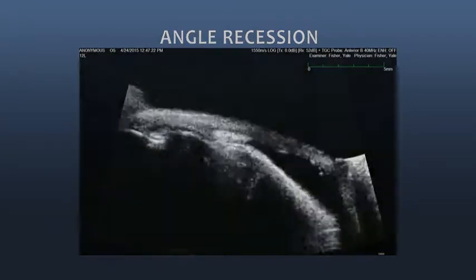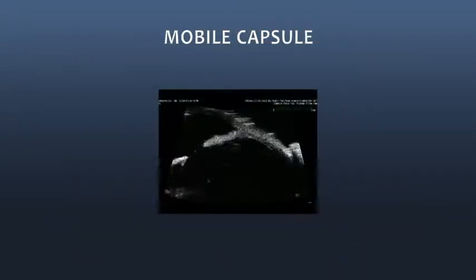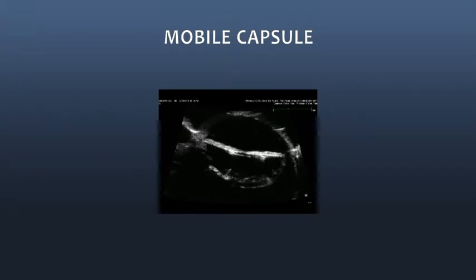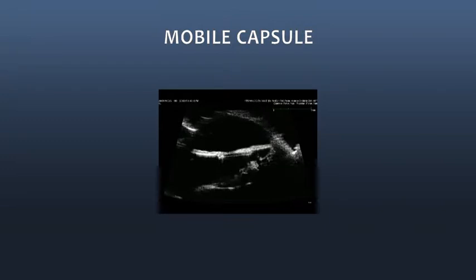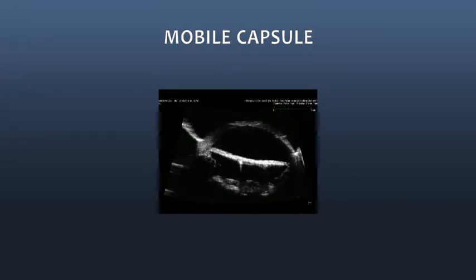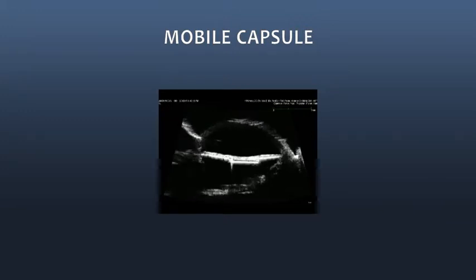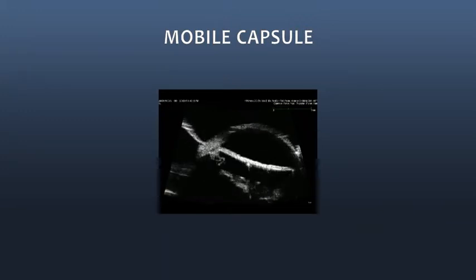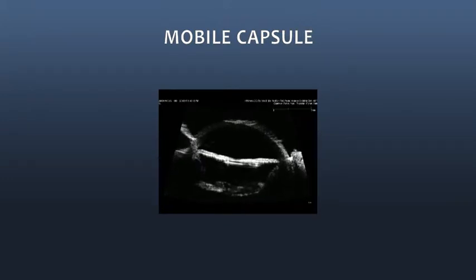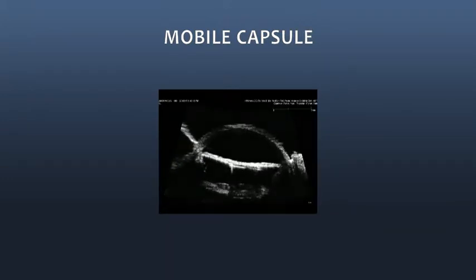And then finally, looking at a mobile capsule when the eye moves and the induced movement of the capsule remaining bag in this iris fixated lens with the ciliary body processes and zonules visible. The zonules can be seen broken, at least some of them, and the movement of the capsular bag easily visualized.